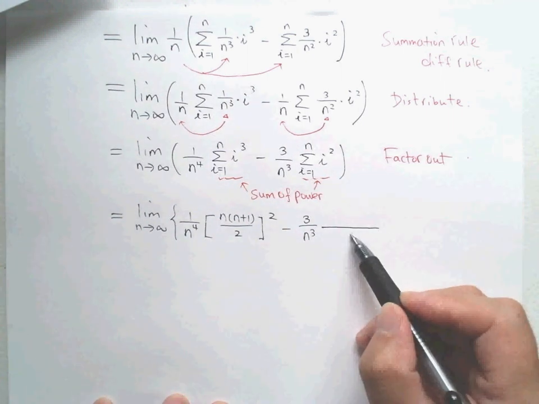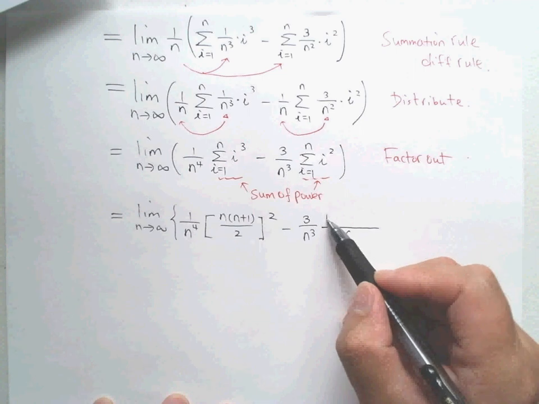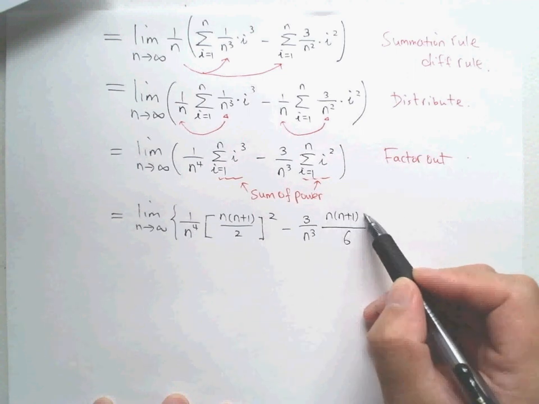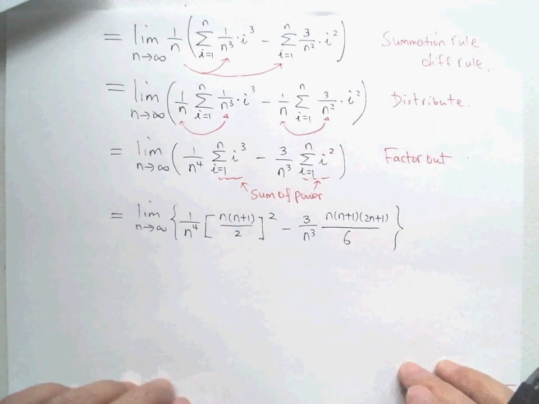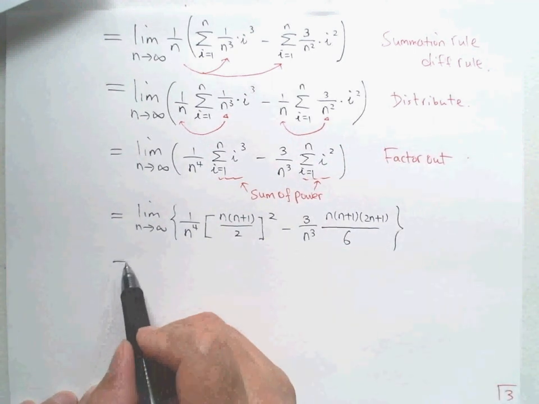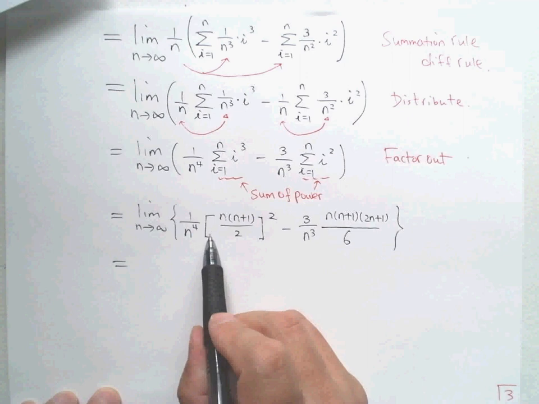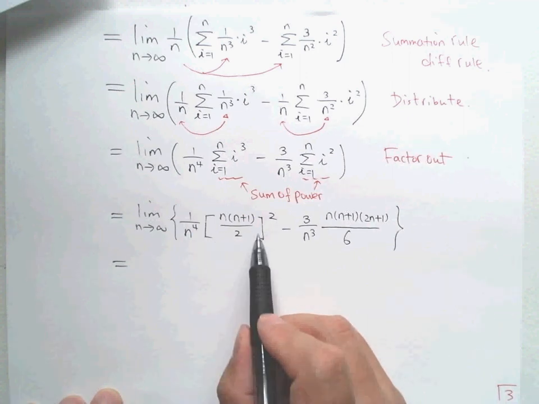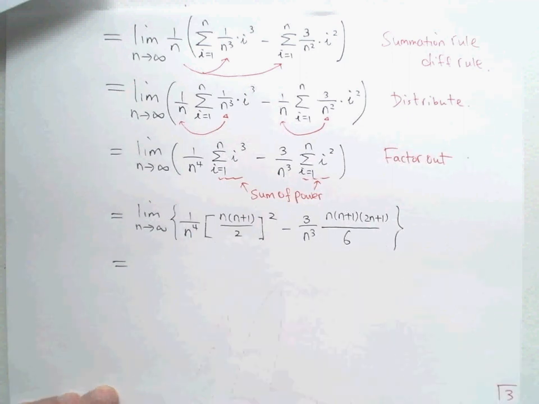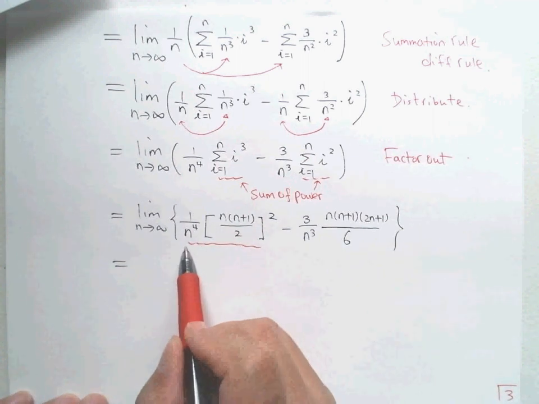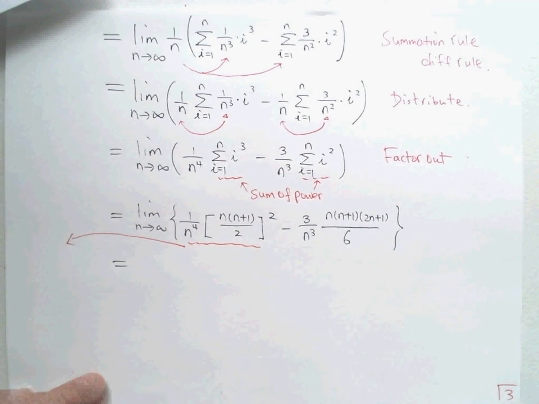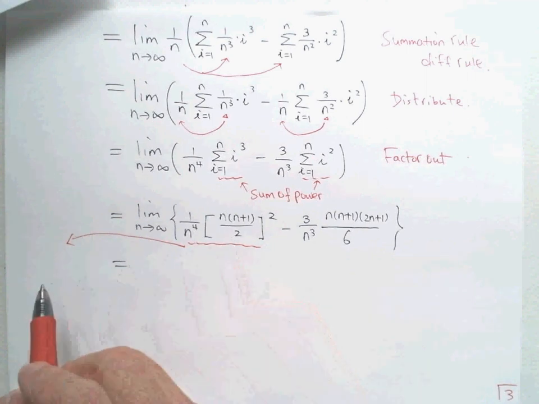The square is this result, times... remember here is 6, right? So here is n plus 1, 2n plus 1. Okay, I put a big parenthesis. Now what do we need to do? We're going to simplify this term. And to simplify this term, how to simplify? I will do it separately. So let's look at this.